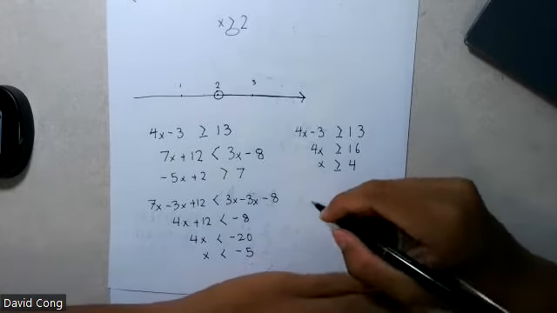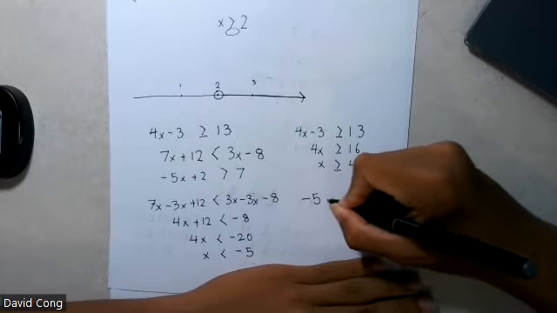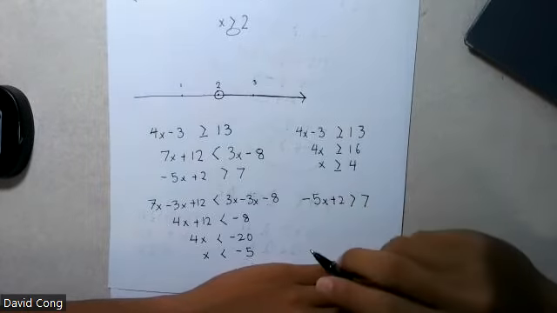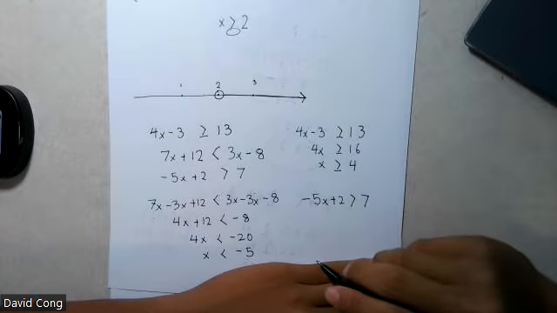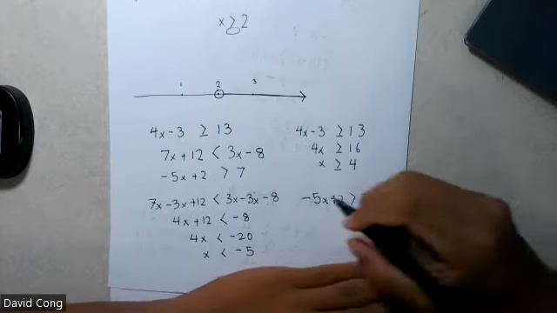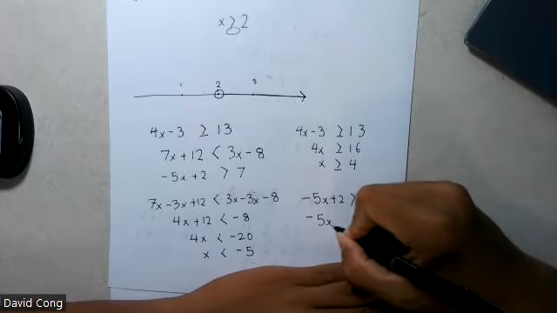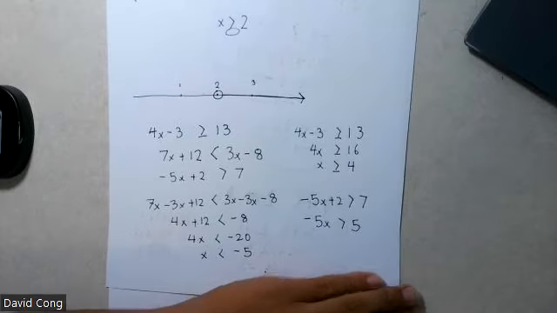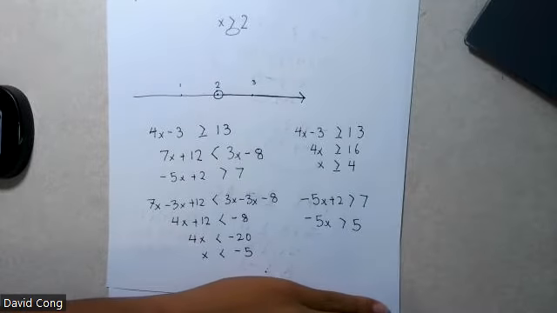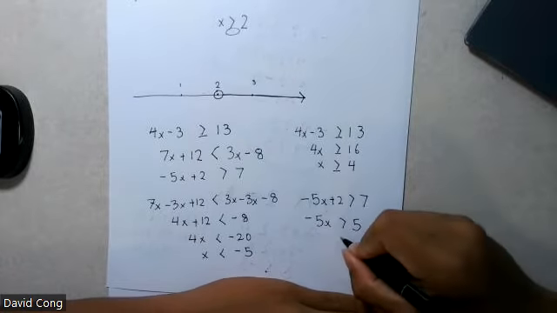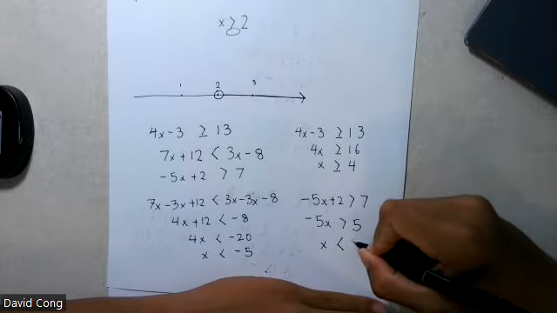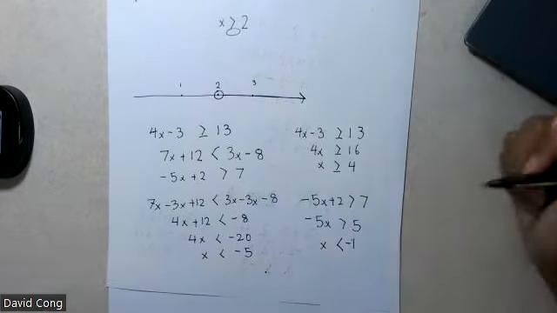So, on to the last one, we have negative 5x plus 2 greater than 7. Let's isolate the x. By doing that, we can subtract 2 from both sides. And now let's multiply by negative 1/5. But we're multiplying by a negative number, so we flip the sign first. We get that.